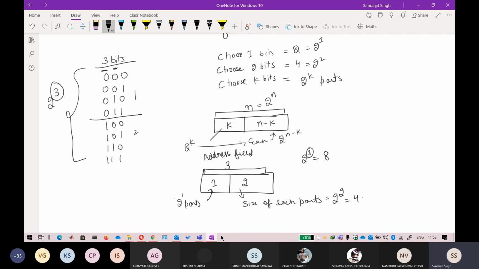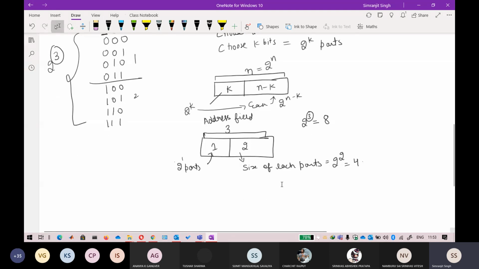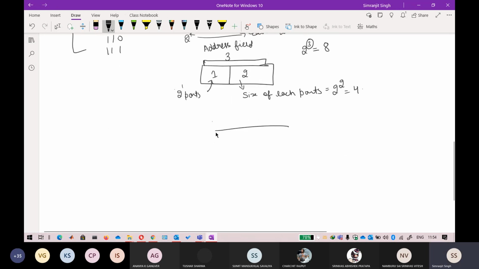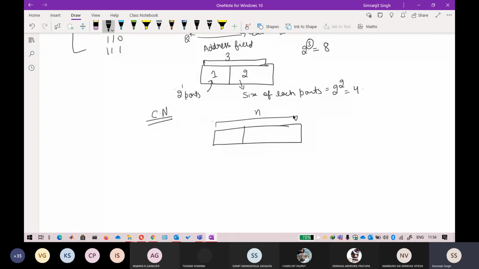Now I will talk in terms of networking. What is the meaning of this k, if I'm taking the same example here? In the network part, this is your total addresses that are possible, that is n bits. With n bits you can get 2 raised to power n combinations. I'm talking now in terms of networking.